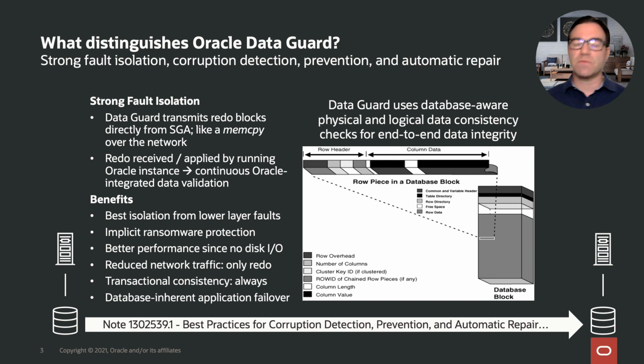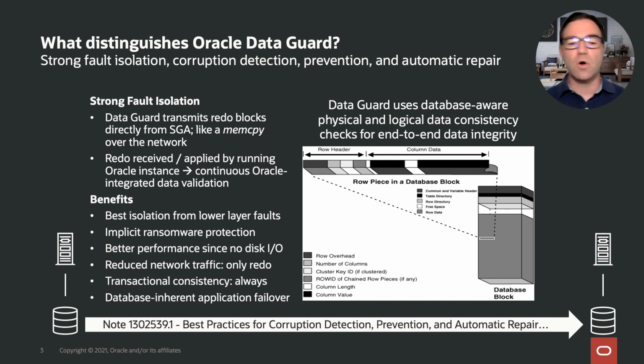The benefits of those approaches are manifold. Best isolation from lower layer faults, for example, or implicit ransomware protection. Think about it. If the standby only applies data that is unaltered, maliciously altered data, which is what ransomware does, will not be applied to the standby side, and therefore the standby database is implicitly protected.